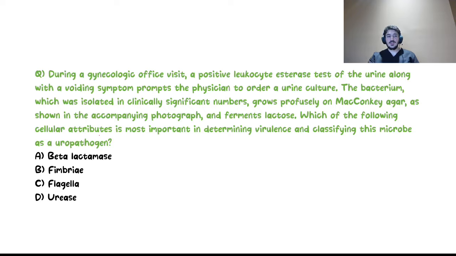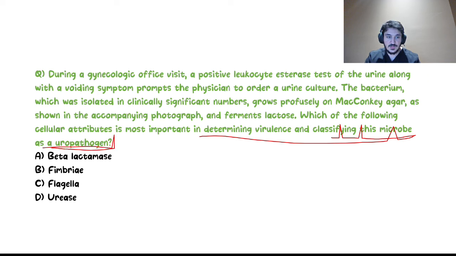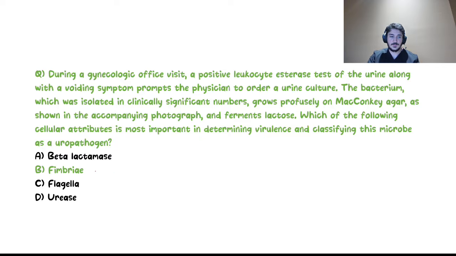Okay. During a gynecological office visit, a positive leukocyte esterase test, along with voiding urine symptoms. I'm not going to read the whole case. I'm just going to tell you what's important here. Basically this person has a UTI. Which of the following is a virulence factor that's important for this uropathogen? Okay, so if you have a UTI, and we know it ferments lactose, it's basically saying it's E. coli. So what did we say is a virulence factor for E. coli? We said it's a fimbriae, which allows for the attachment.